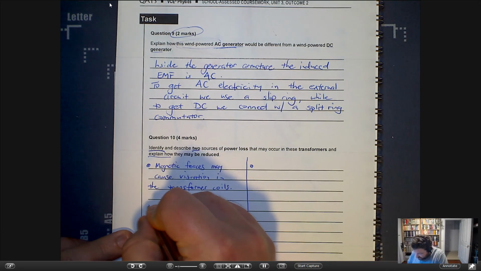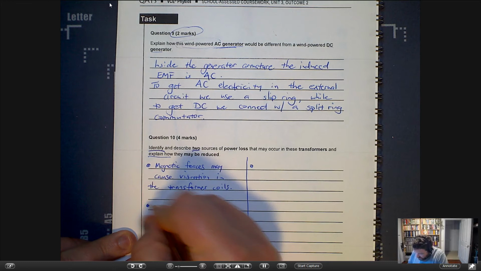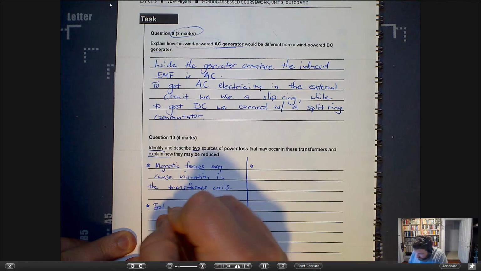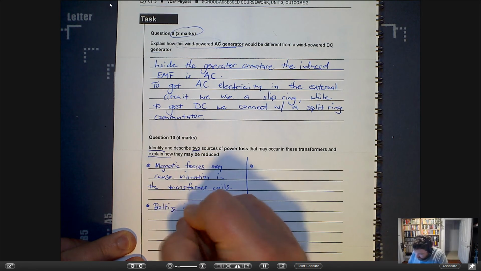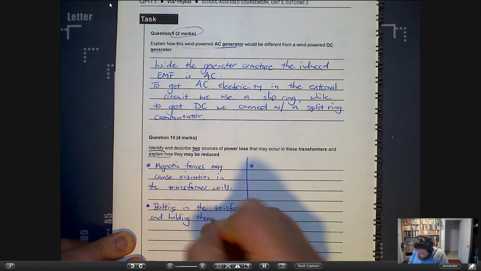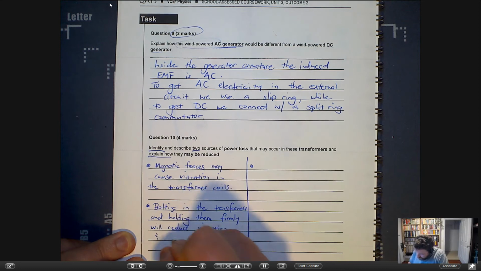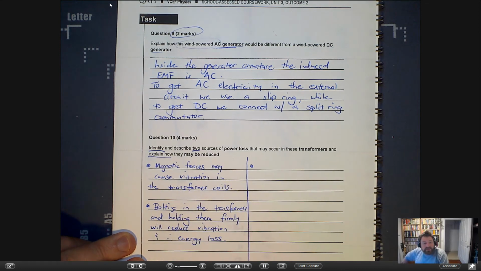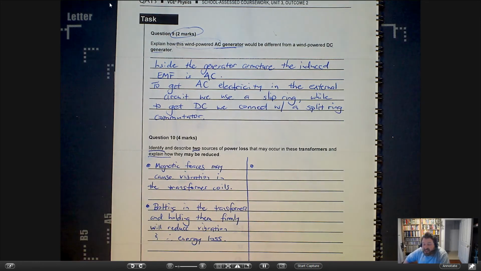So just bolting in the transformers and holding them steady, and therefore reducing energy loss. Okay? So that's one place you can go. That one's not super interesting because that's just vibrations.